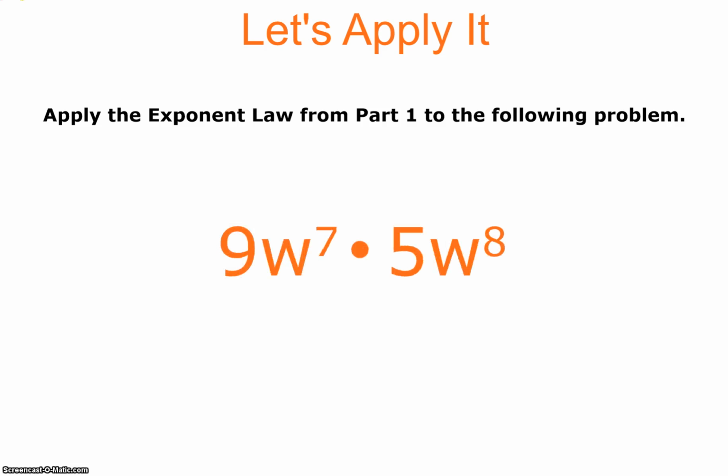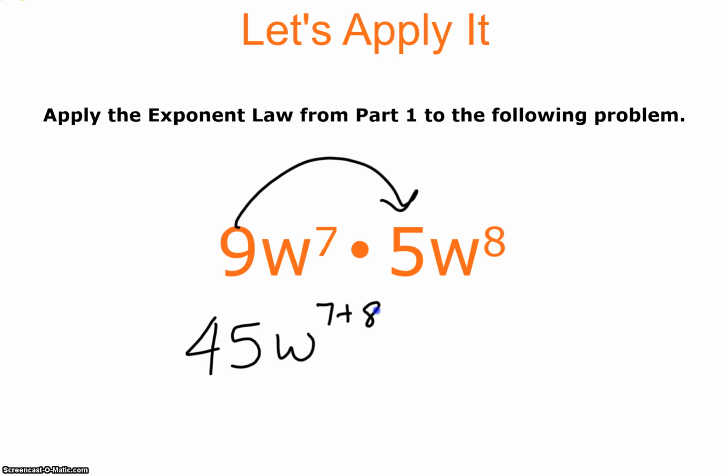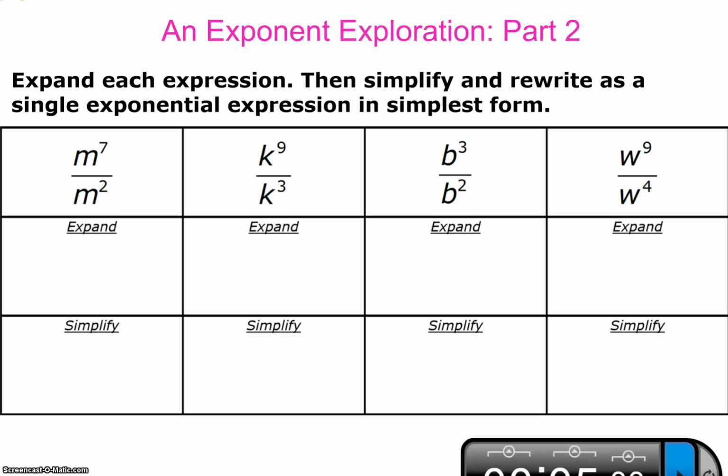Next example, apply the exponent law from part 1 to the following problem. We know that 9 and 5 can be distributed, so you have 45w, 7 plus 8. So your answer is 45w to the 15th. Now turn back to your foldable book.